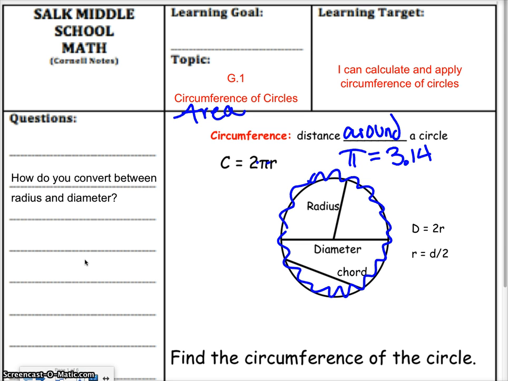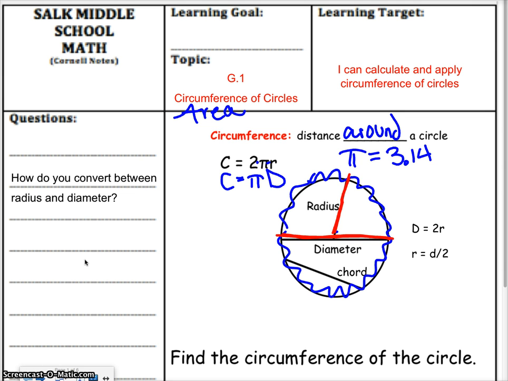Another formula that a lot of students use, circumference is also equal to pi times the diameter of a circle. So it's 2 times pi times the radius, or pi times diameter. Here's why. Radius is half of a circle. Well, then the diameter is 2 halves. That's where that comes from.